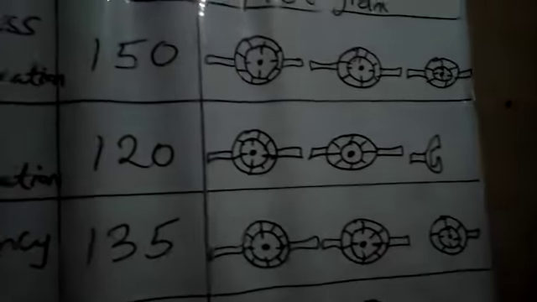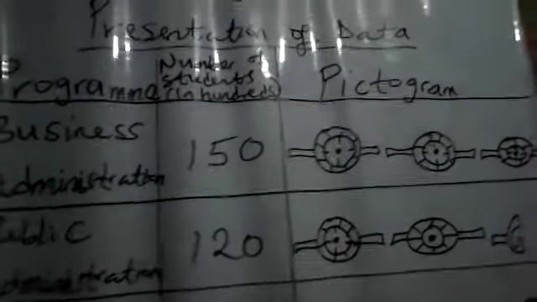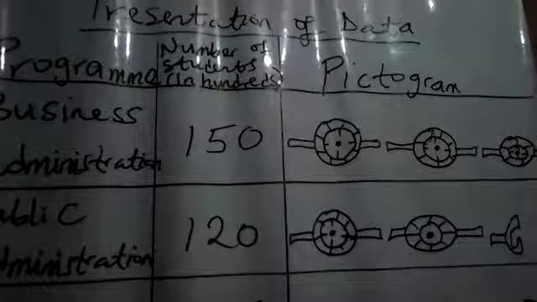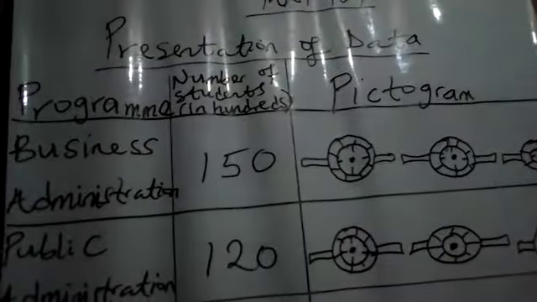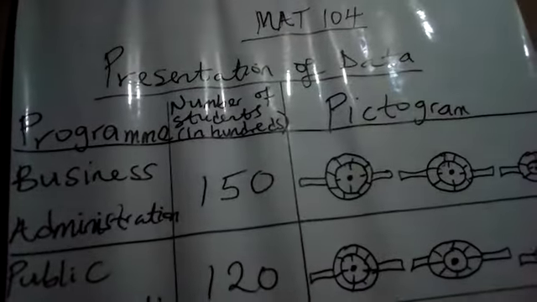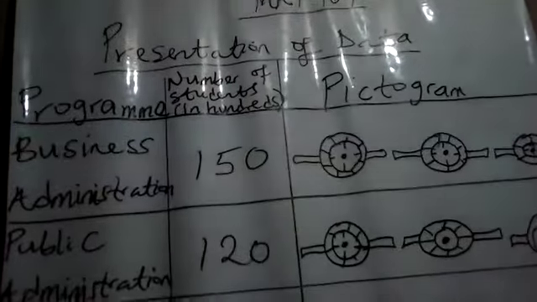So for the business administration program, you can see 3 complete wristwatches. That is 5,000 in 3 places. That gives us 15,000, because each wristwatch stands for 5,000 wristwatches.